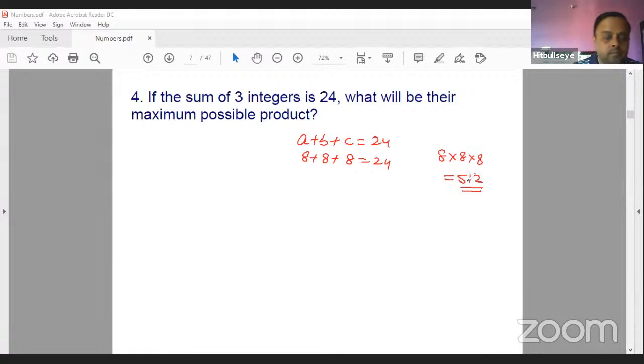Any other suggestion on this? Is there anyone who wants to change this answer, or will you go with this answer? What do you think? Should we go with this answer, or should we change it? Please use the chat box, or you can also unmute yourself. If you are not comfortable typing, or you don't want to type in the chat box, then please use the microphone and you can unmute yourself and tell me your answer directly. So do you want to go with Akash's answer, or do you want to change this one?